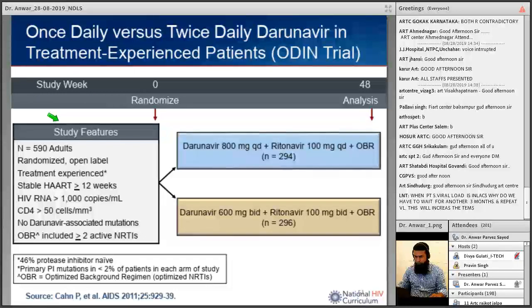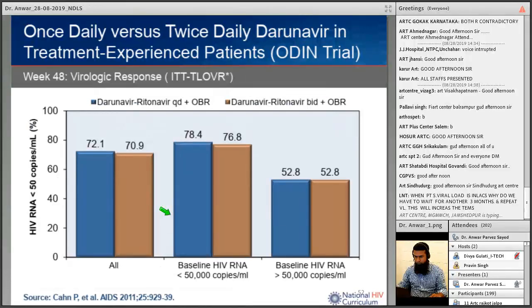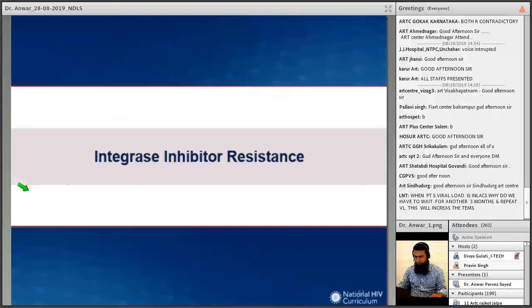So this was one of the studies which was done to see whether we can give darunavir OD or BD. In our program we give OD, and by this study they concluded that darunavir 800 mg OD is actually equal to darunavir 600 mg BD, and that is why in the NACO program we give darunavir 600 mg OD. And they also compared the other effects of these drugs, which were exactly similar.